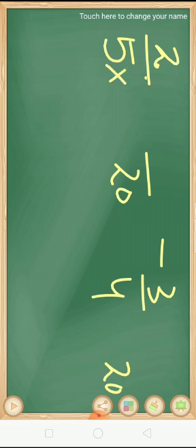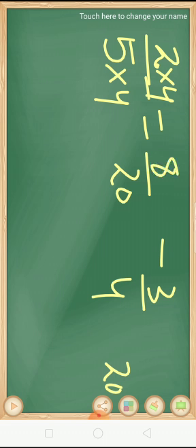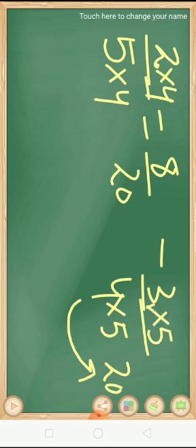So by which number will I multiply 5 to make it 20? If I multiply it with 4, 5 fours are 20. And I have to multiply the numerator also, so 2 fours are 8 and 5 fours are 20. Similarly here, to make 4 as 20, I will multiply 4 with 5 and I have to multiply the numerator with 5 also. And minus 3 into 5 will be minus 15.